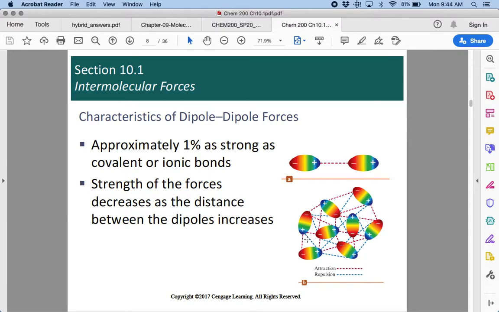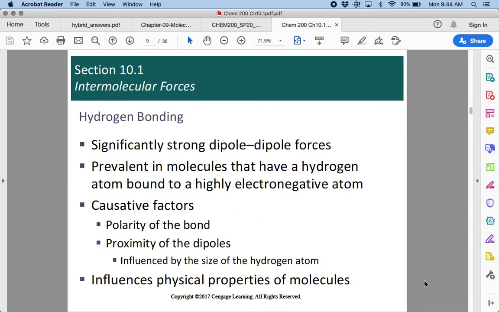The blue dotted lines are repulsions. Think about it. A slightly positive end and another slightly positive end are going to want to push away from each other. So they're in constant flux because of these attractions and repulsions.